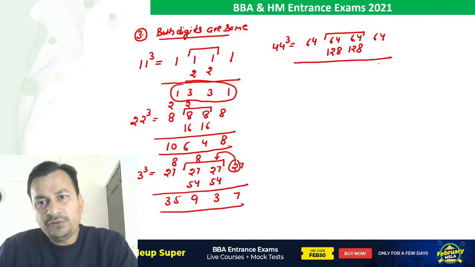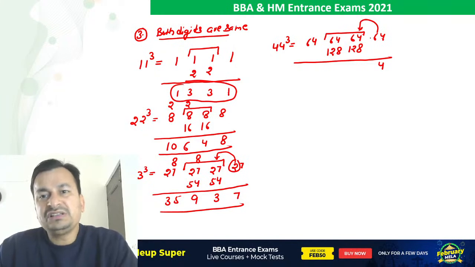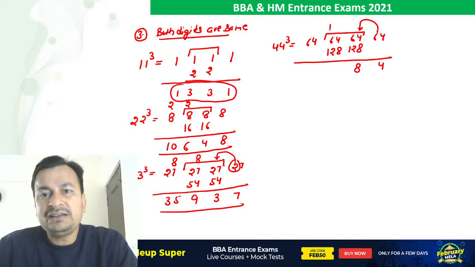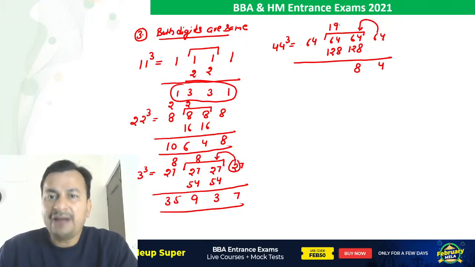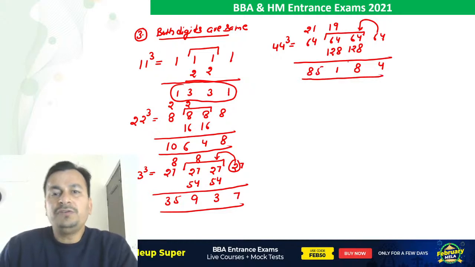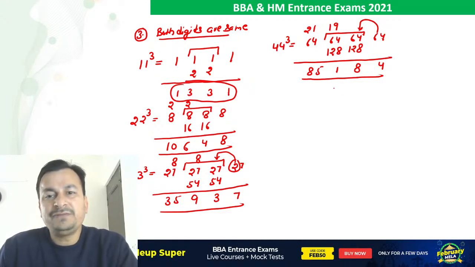For example, the 4 of 64 will come here, children, and 6 will go as a carry. So 6 plus 64 plus 6 is 70, and how much to add to 70? 128, so 70 plus 128 is 198. So the 8 of 198 will come here and 19 will go as a carry, which we will add to the previous number. Now 19 plus 64 plus 128: 9 plus 4 is 13, 13 plus 8 is 21, 1, 2 plus 1 is 3, 3 plus 6 is 9, 9 plus 12 is 21. This 21 will go as a carry, and 21 plus 64 is 85. So finally, what is the cube of 44? The cube of 44 is 85184 and so on.